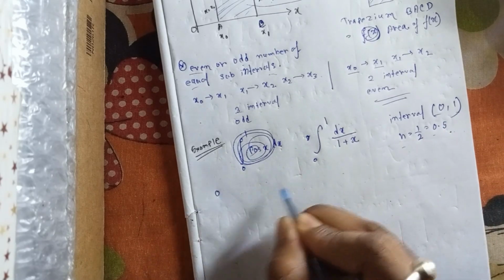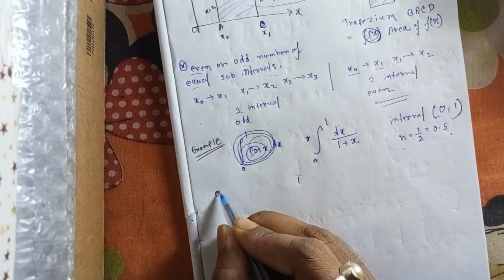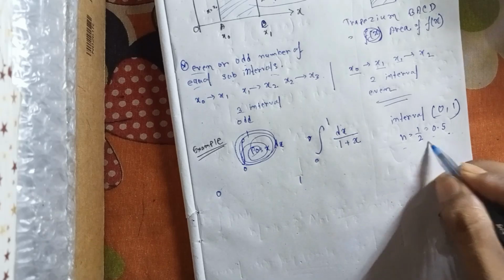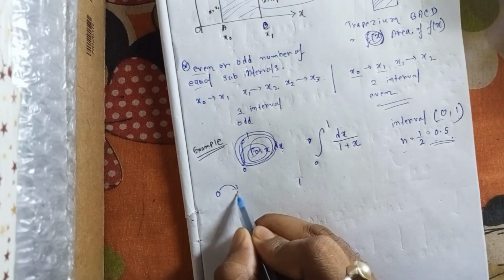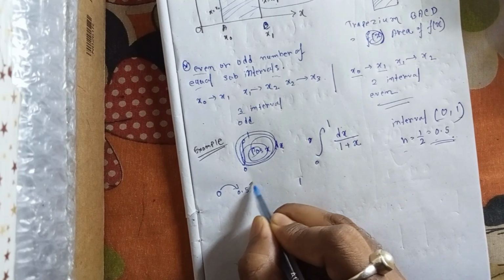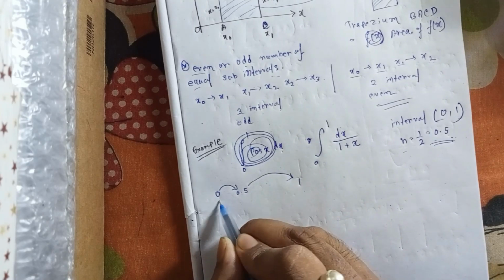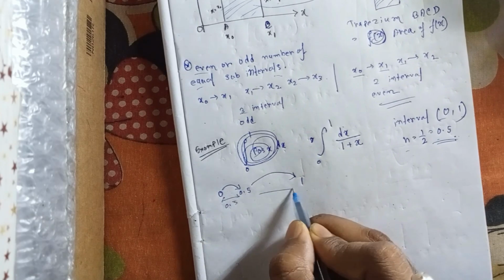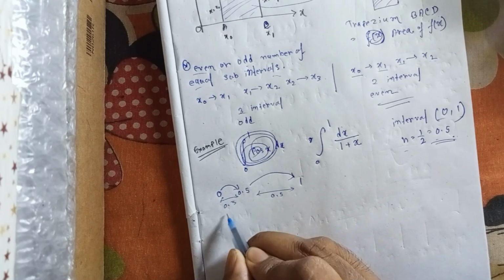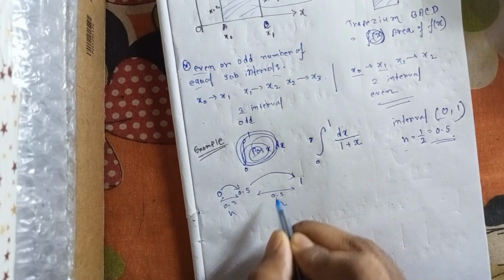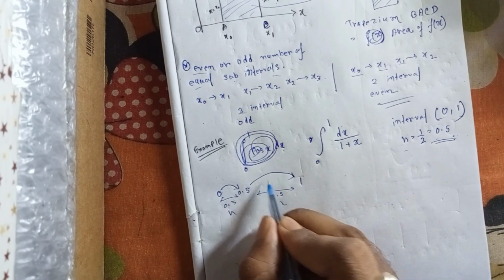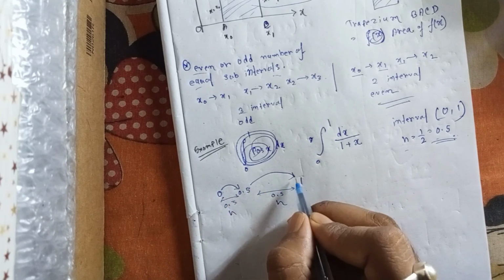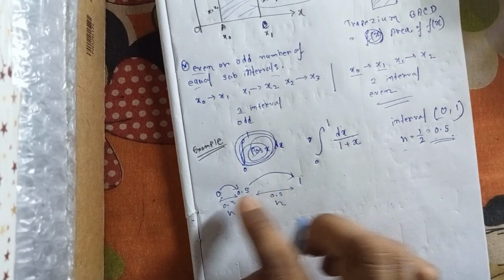So 0 to 1, how can you go from 0 to 1? By using h equals 0.5. So at first 0 to 0.5, then 0.5 to 1. So here the length is 0.5, the length is 0.5. That's why this is h. So 0 to 0.5 and then 0.5 to 1. So in each step you need to go h length. So here are the two sub intervals.